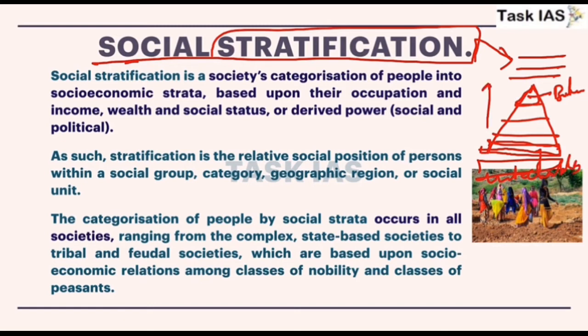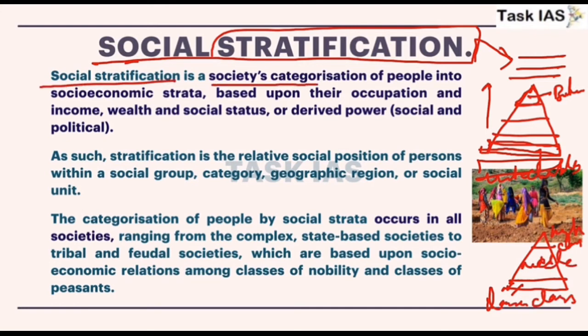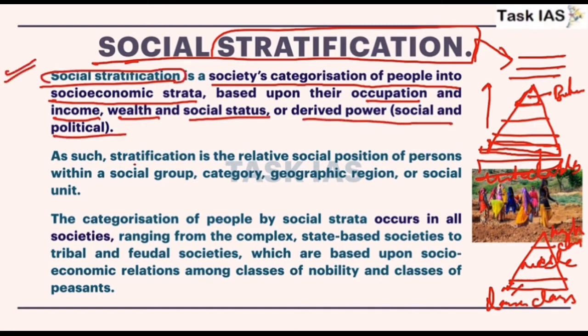And if we discuss another example, that is on the basis of class, then it is the higher class which has higher status, and it is the lower class which has the lowest status, and then the middle class. Now social stratification is a society's categorization of people into socio-economic strata based upon their occupation, income, wealth, social status, or derived power, social and political. So this social stratification can be on the basis of different means. As such, stratification is the relative social position of a person within a social group.